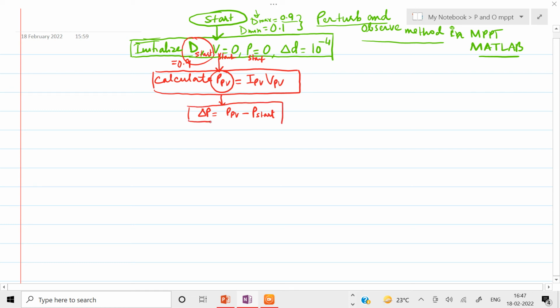Okay, so P start was 0 and PPV has got some finite value, so the difference of the two is delta P. And we will also calculate delta V. Delta V is equal to V PV minus V start, the starting value.